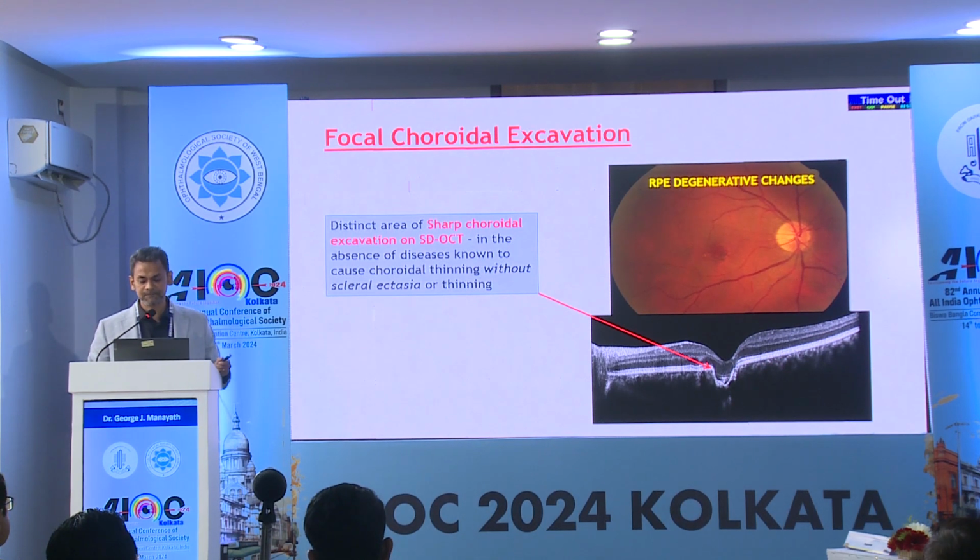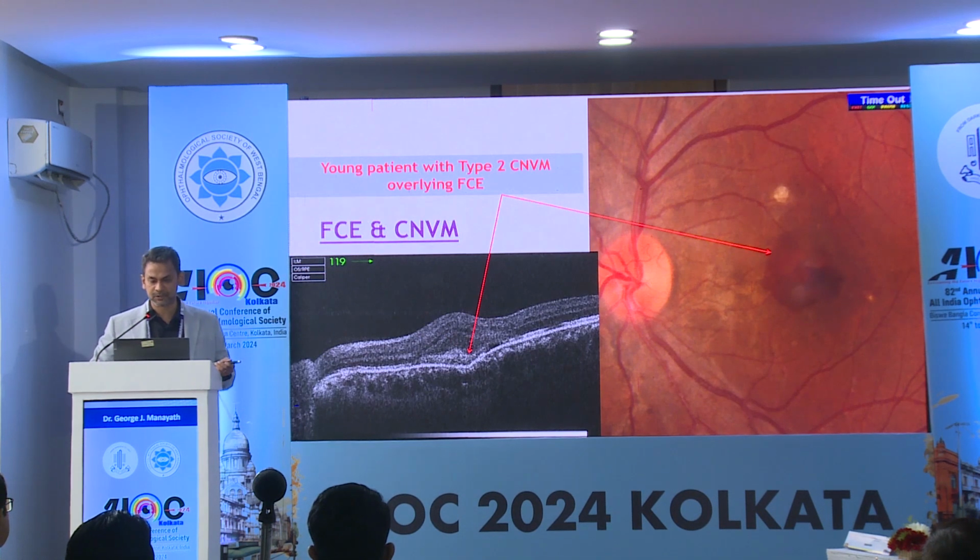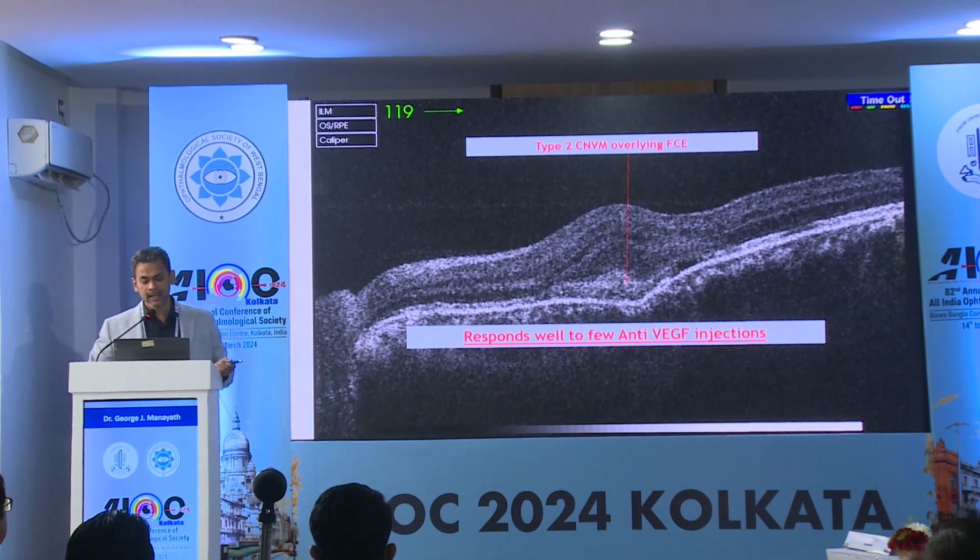Focal choroidal excavation, recently added to the spectrum, is a sharp choroidal excavation in a normal looking fundus, and it could be a conforming type or a non-conforming type where there is a neurosensory detachment in the area of focal choroidal excavation. The clinical importance of this is that it could be associated with PCV or a CNVM, usually a type 2 CNVM associated with FCE, and it needs only very few injections. Unlike AMD or other diseases, only a few injections are sufficient in FCE-related CNVM.